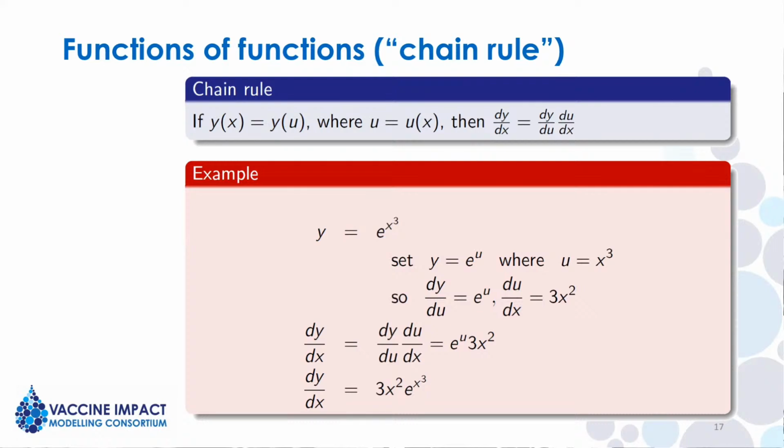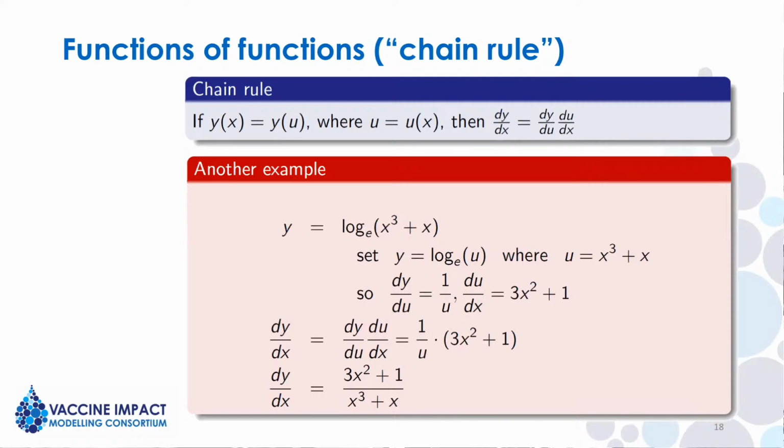Now we've got this, we can put it together. So we've got e to the u times 3x squared. We substitute u back in, e to the x cubed, and put it all together. So we get a solution for a slightly more complex equation there. Okay.